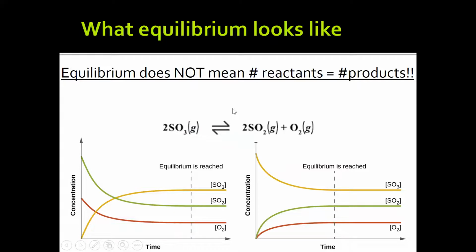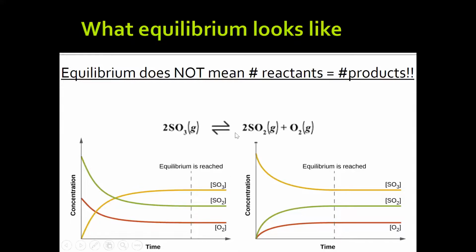So quick note, I want you to note down in whatever notebook you're using right now, equilibrium does not mean you have the same number of reactants as you do products. So equilibrium does not mean the number of reactants equals the number of products. And that's very important. What's going to be equal at the end, so back to that word equal that we talked about on that first slide, is the rates of the two reactions.